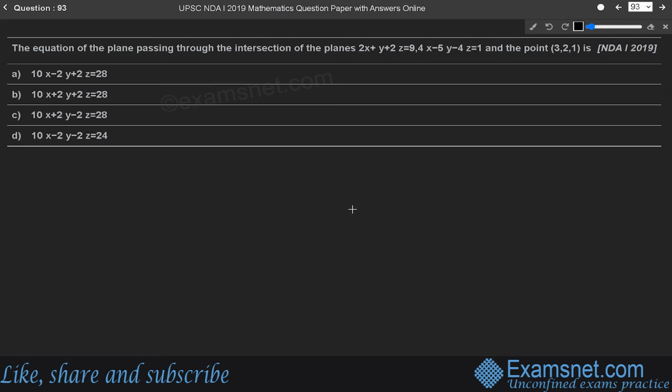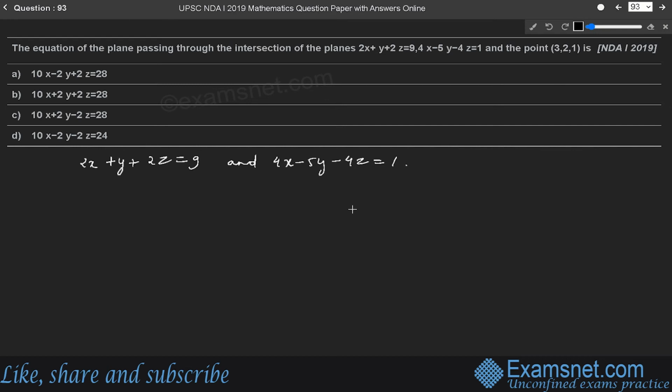Next question is the equation of the plane passing through the intersection of the planes 2x plus y plus 2z is equals to 9 and 4x minus 5y minus 4z is equals to 1, and the point (3, 2, 1). So we have to find the equation for the given plane.